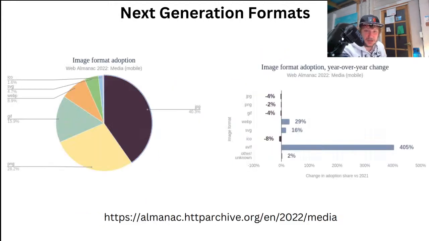So, how popular are next generation formats? This is from the 2022 Web Almanac, and as you might see, WebP is pretty much 10 years old, but still it's only 8.9% of the images on the internet, and there is no AVIF here at all. However, on the right, you can see that even though there is no big portion of AVIF there, compared to last year, AVIF adoption jumped by 400%, which is pretty cool. So it's slowly moving in the right direction.